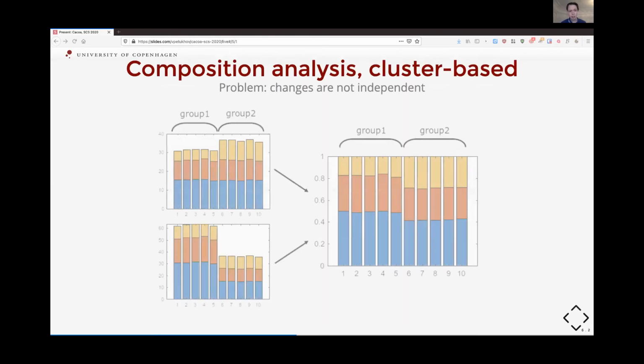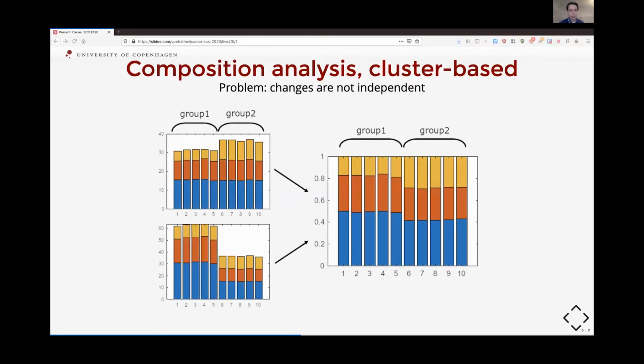But the problem is that it's not exactly enough, because of this situation. Look at the two examples on the left. On the top, you can see samples, with 3 subtypes per sample and 2 groups. The red and the blue subtypes did not change their abundance, but the yellow did. In the second, it's the opposite: red and blue changed a lot, but the yellow is exactly the same.